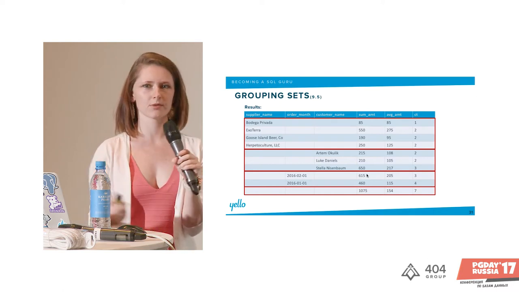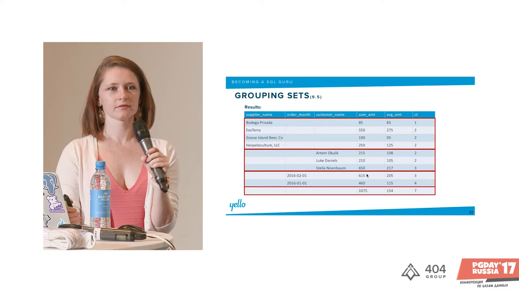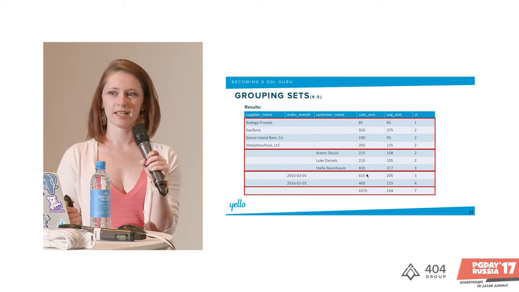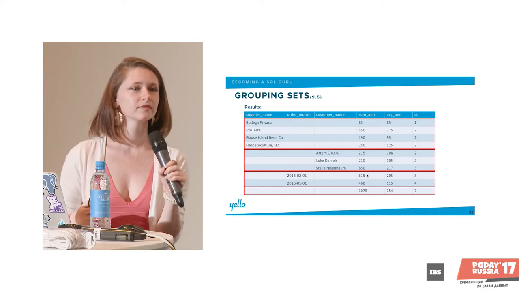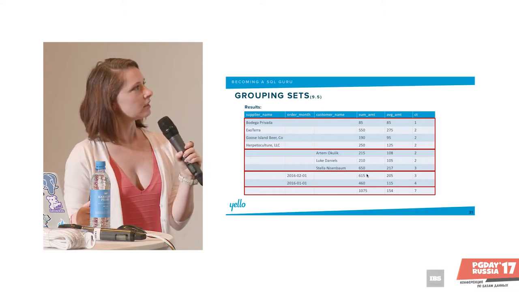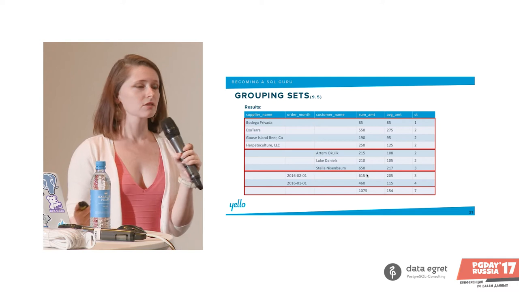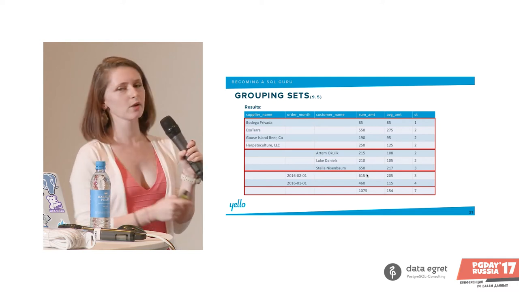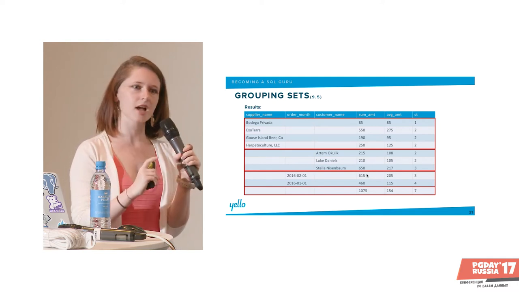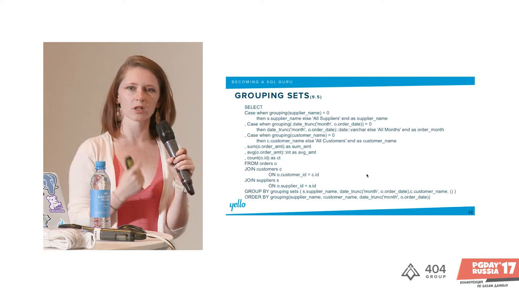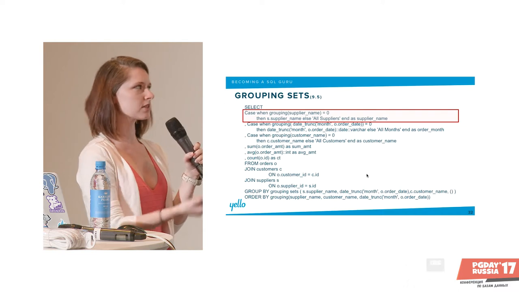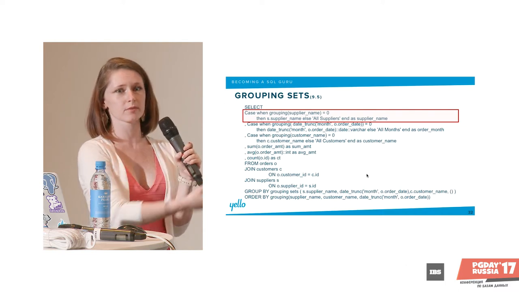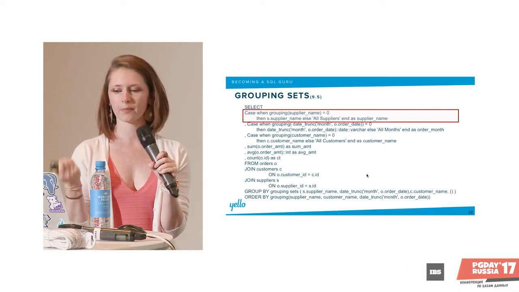What's the problem with this result set? Anybody? Say that again? Too many nulls, exactly. So the problem with nulls is you have no idea if it's a null because it's aggregating across that set, or if it's a null because your data actually contains nulls. So we obviously don't want to provide reporting in this manner. How do we fix it?